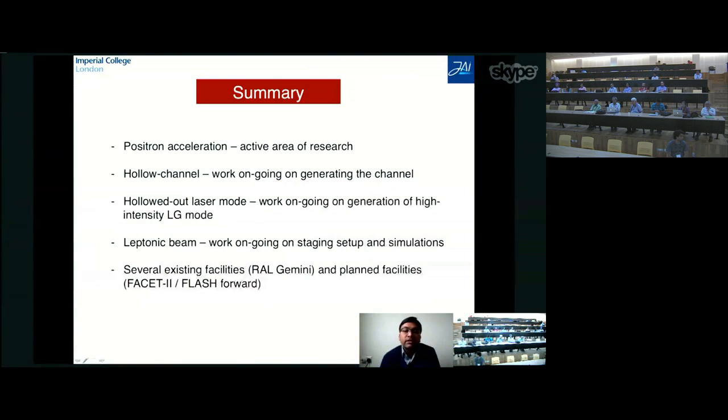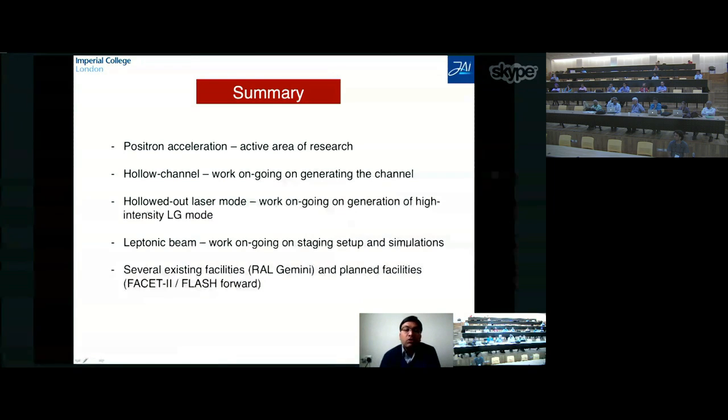And there are several very interesting recent publications on using Raman amplification of this seed LG mode. Regarding the leptonic beam work, there is currently work going on setting up a staging setup, which is one of the steps for a collider as well, using the electron beam which is accelerated by the first stage to undergo further acceleration in the second stage. So that's something which we are getting ready to do sometime later this year.